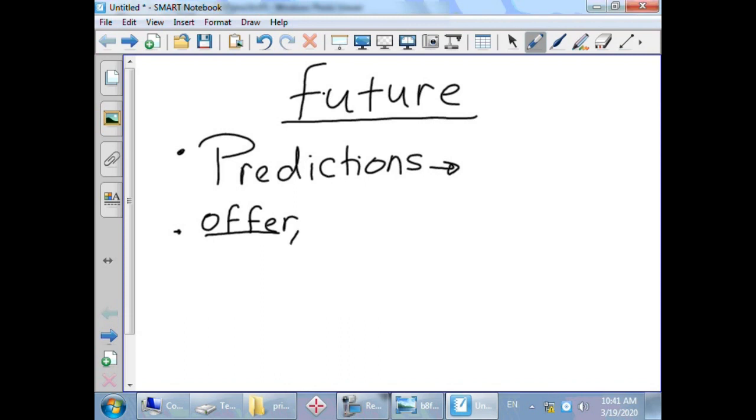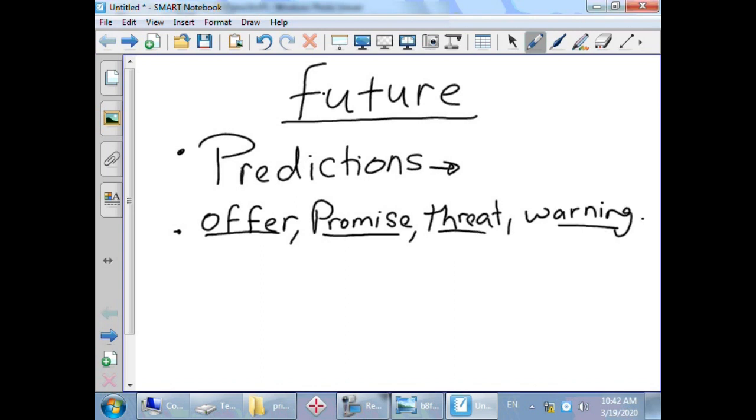Or for example, a promise. So for example, I'm not available now, but I will be available tomorrow. I promise that I will be available tomorrow. For example, threats, and warnings. Like for example, when I warn you, if you don't stop talking, I will be shouting, for example. So we use the future simple.